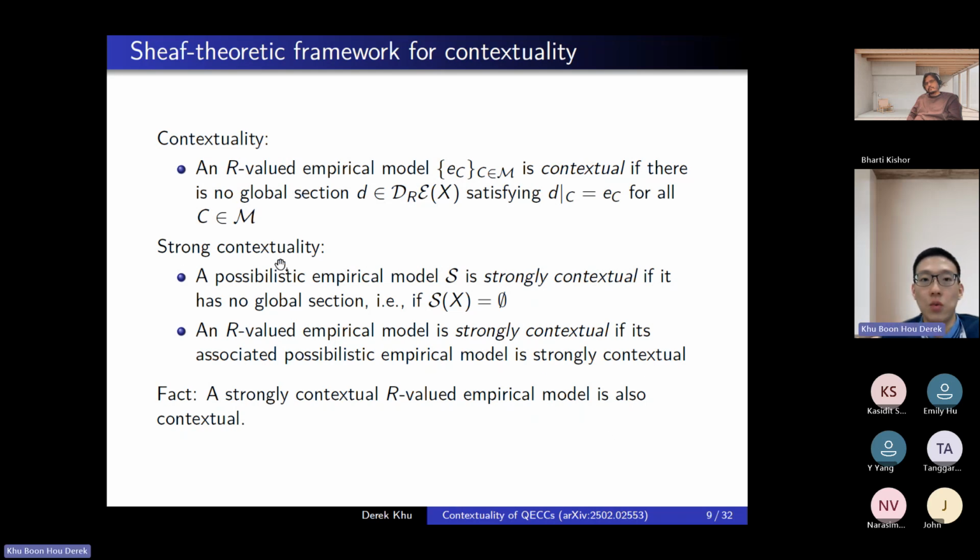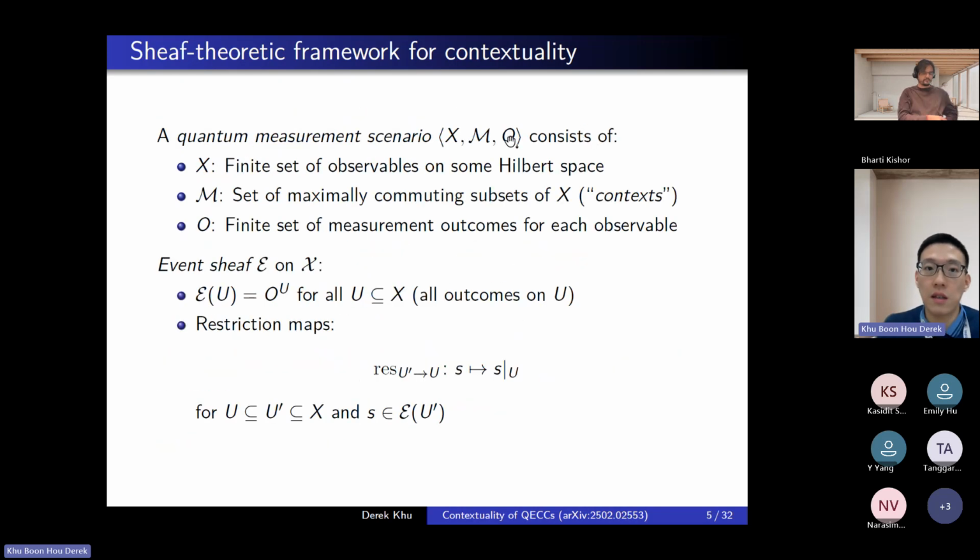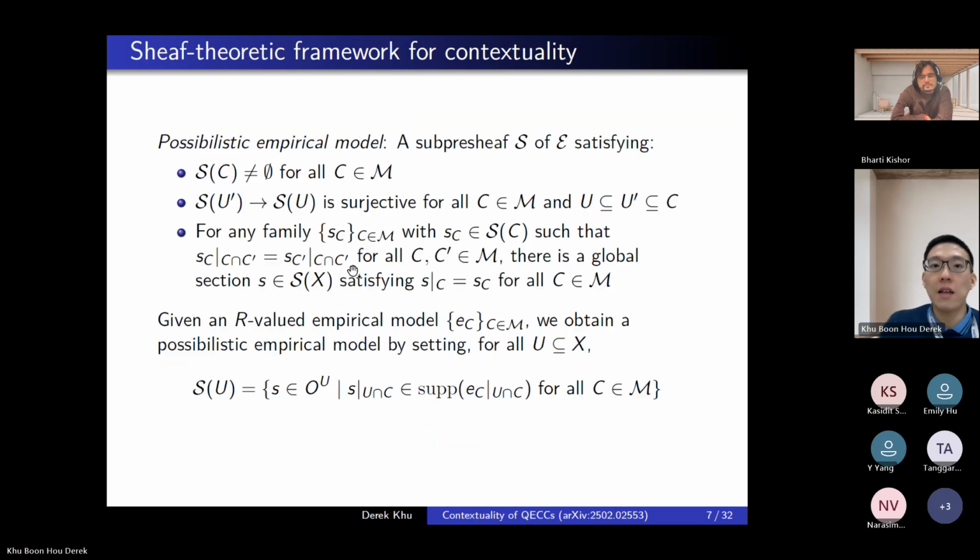So strong contextuality has to do with possibility, and contextuality has to do with the probability distributions. So may I know how to understand it in terms of that equation where you say S of X has to be the empty set? Yeah, so S is a sub presheaf of E, right? So E is the event sheaf where basically S of every section is just a subset of the possible outcomes.